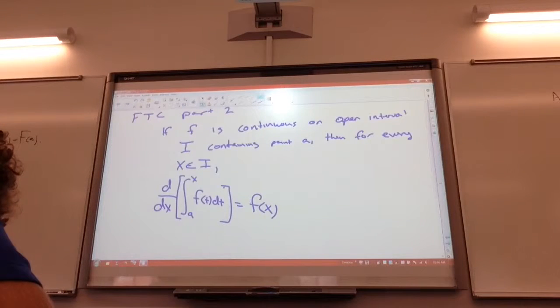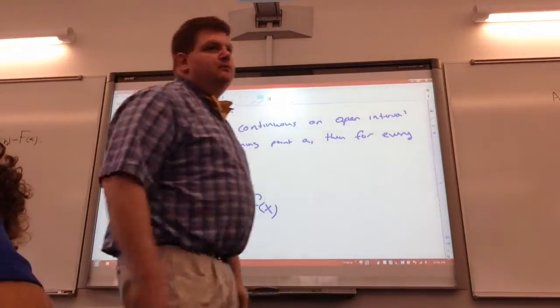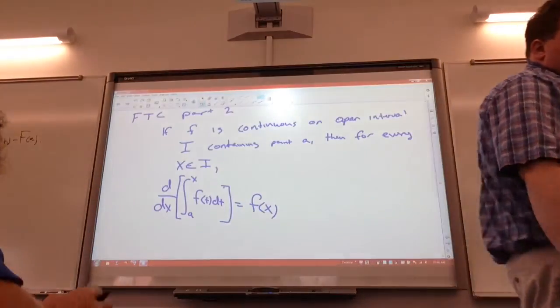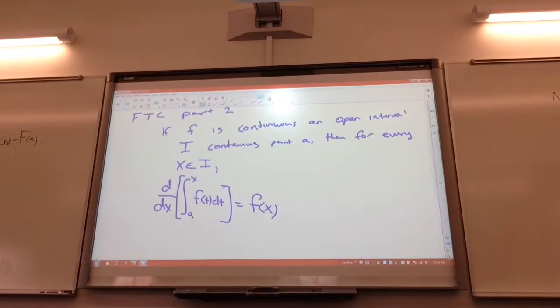So what does I represent? I is an interval. It's an open interval. From where to where? We don't know. But it's from one point to the next point. Because it turns out for this, it doesn't actually matter what the points are you define, as long as it's a continuous open interval.